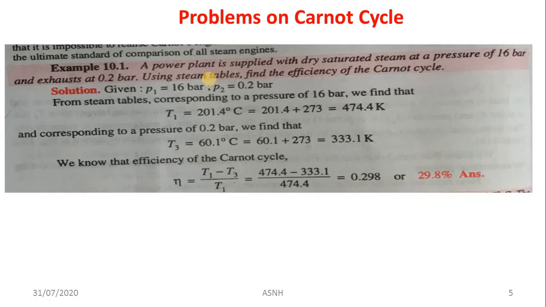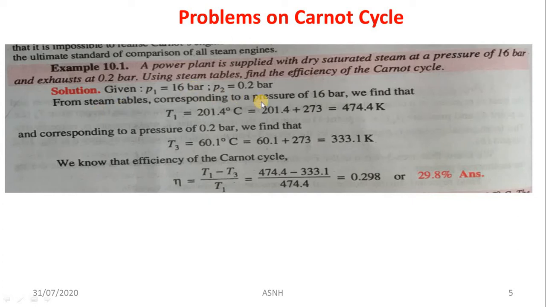There are two methods to calculate the efficiency or parameters. One is the steam table, and the second, and most important, is the Mollier chart. Here we calculate the performance by using the steam table only. So I write the value of P1, that is 16 bar, and the value of P2 is 0.2 bar. There is no need for unit conversion.